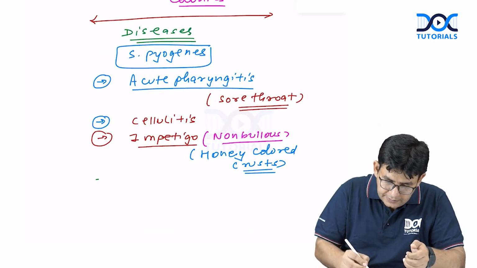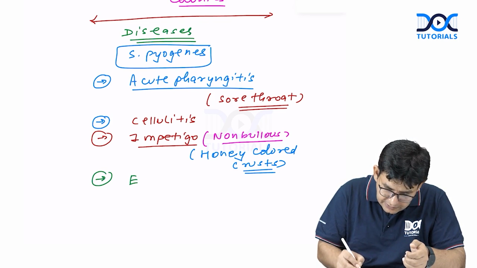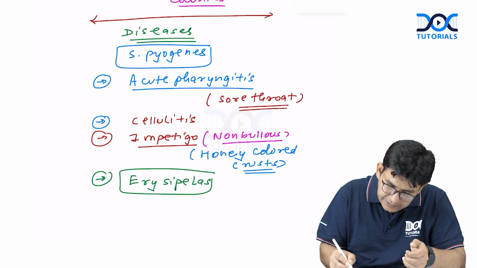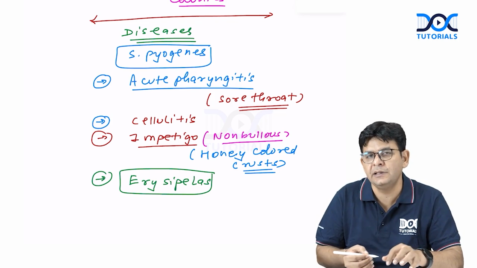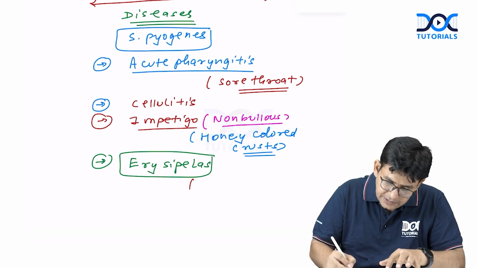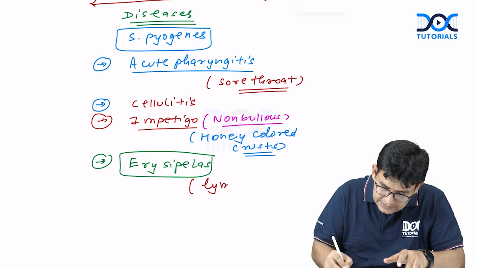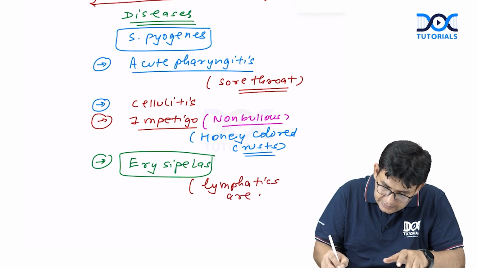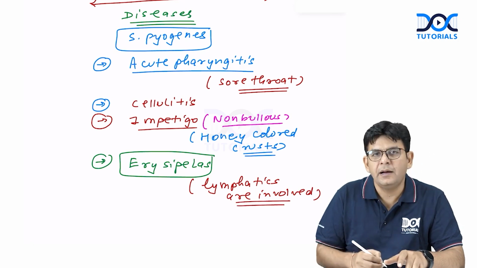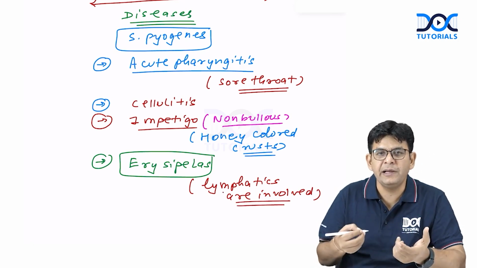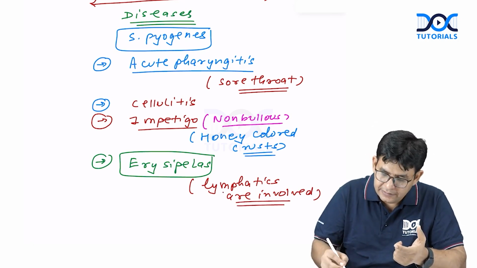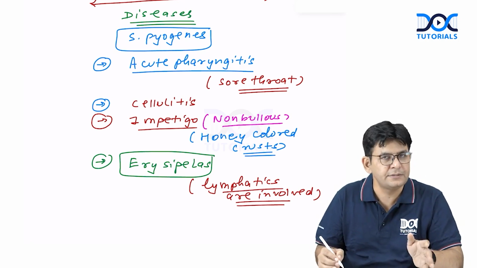Okay. Then there is one which is termed erysipelas. This particular ailment, erysipelas, was asked in one of the exams. And in this erysipelas, lymphatics are involved. What is involved? Lymphatics are involved. Fine. And in this, a red streak or a red rash can be there. And what is involved in this? Lymphatics. Is it fine?